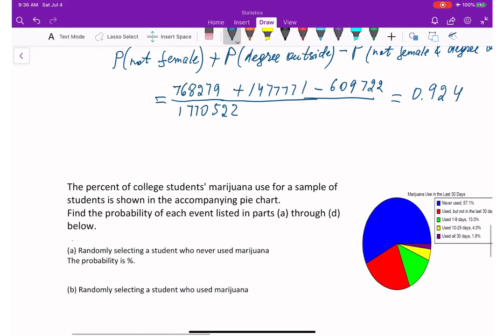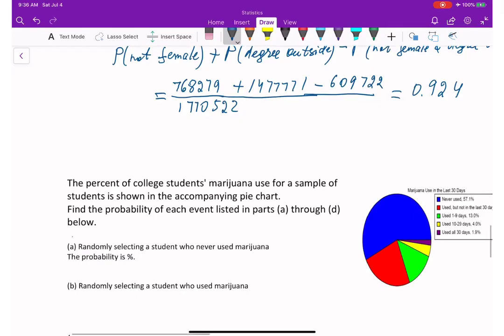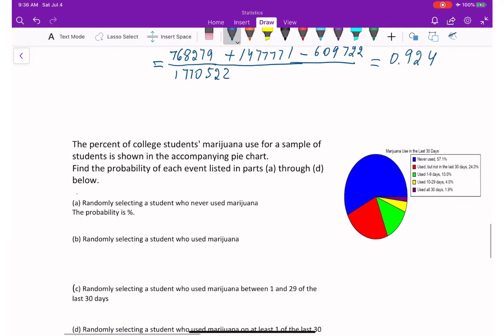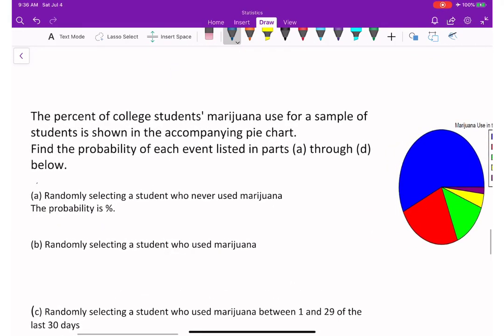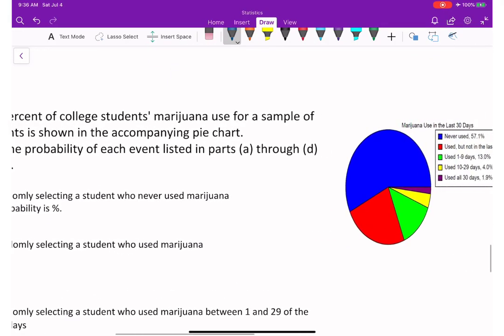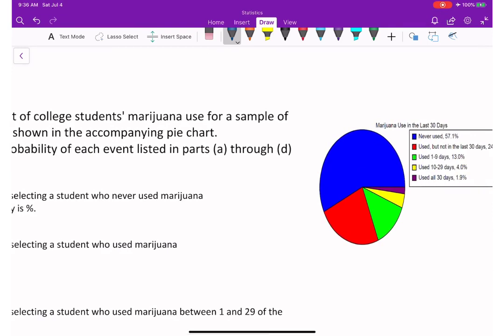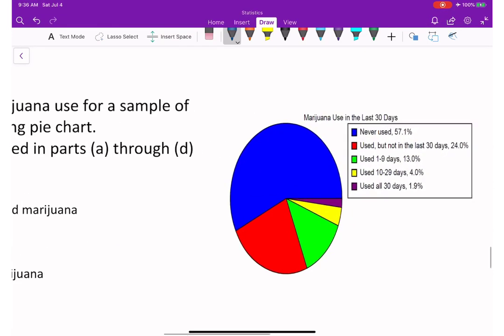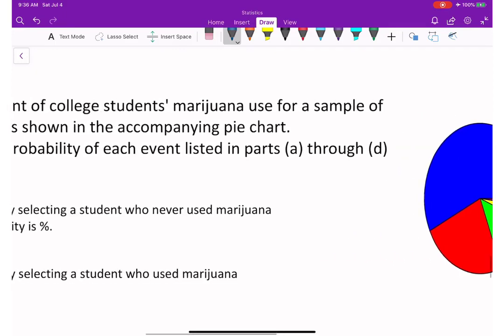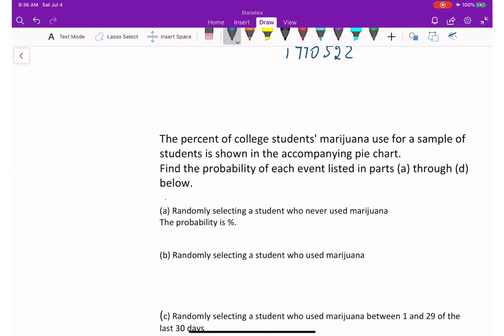The percent of college students who use marijuana in the sample is shown in the accompanying pie chart. Find the probability for each listed in A through D below. Randomly selecting a student who never used marijuana. If we look at the pie chart, never used marijuana is 57.1. We have already answered.